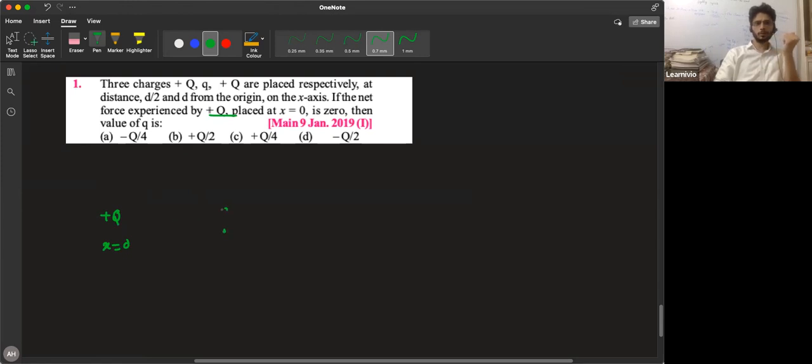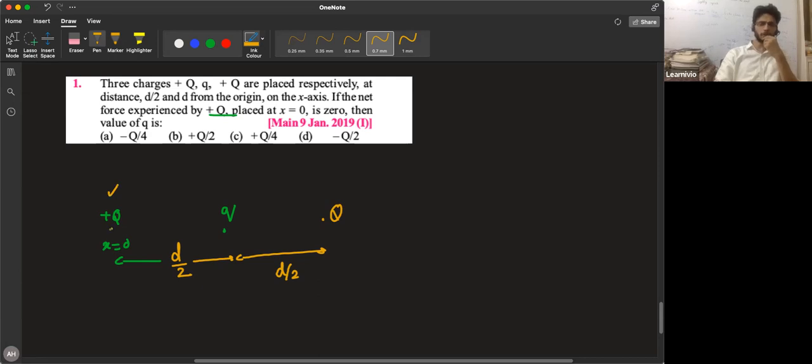Then this is q. How much is this separation? Just read the question. How much separation is this? D by 2. Then at another d by 2 separation, you have another charge plus Q. So the net force experienced by charge Q is 0. You need this value of small q. Let's name this point as A. Let's name this point as B. Let's name this point as C.